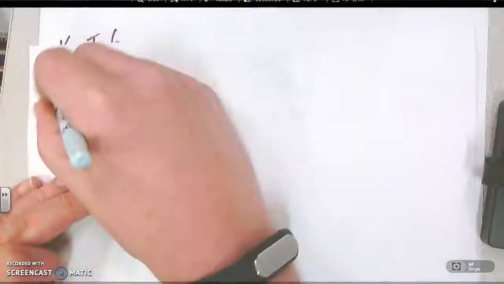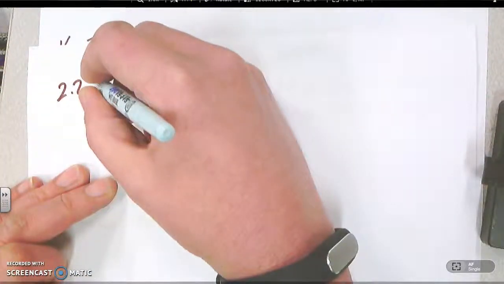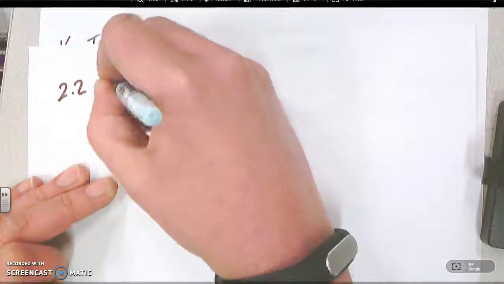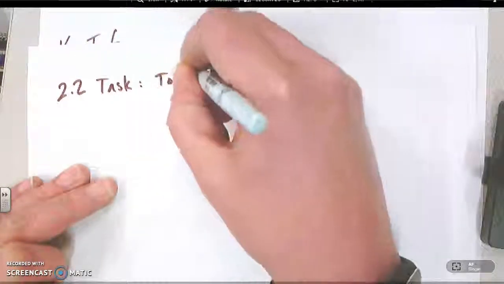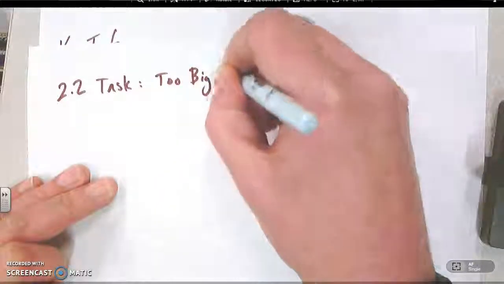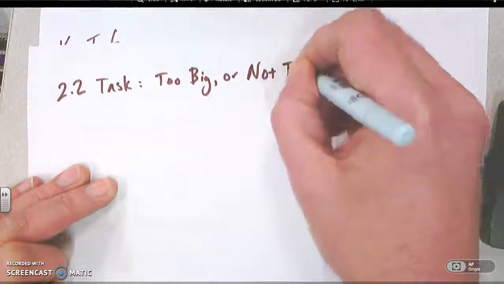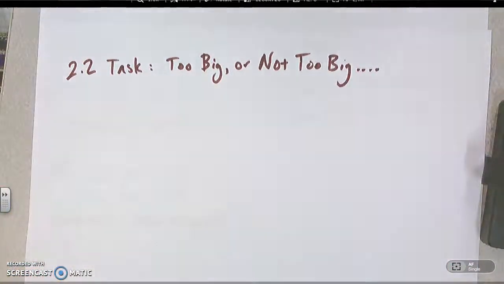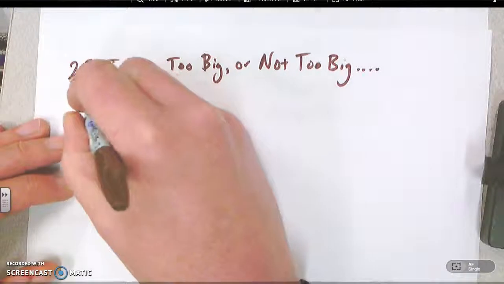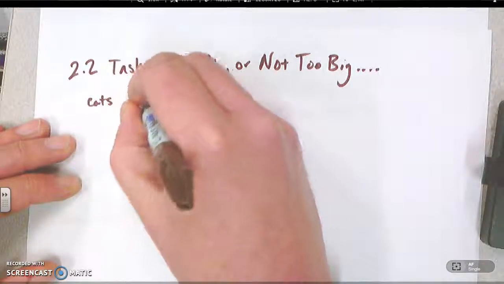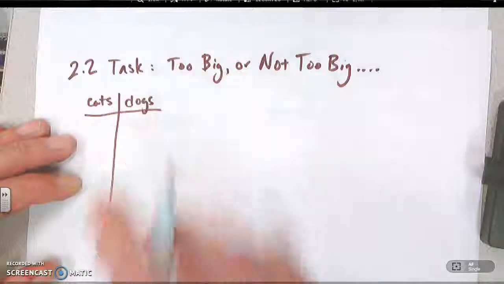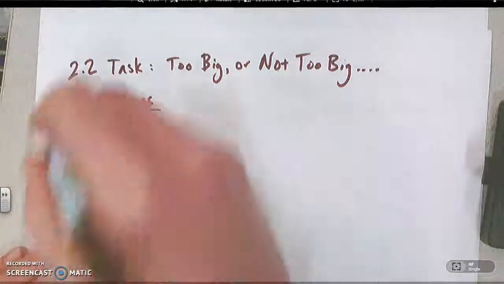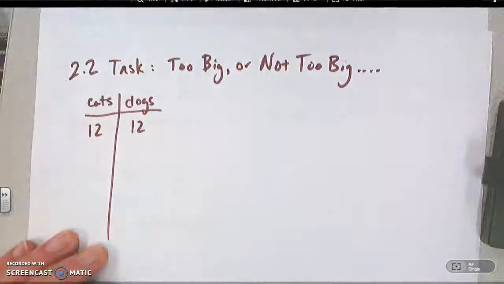Okay, so combinations. So number 1. So first we want to label this 2.2 task. Too big or not too big. That was the title of it. Okay. Now, too big. Okay, so it says combinations that are too big. Okay, so their dad's thing of cats, dogs, and they said combinations. For me, that makes sense in a table. Okay, so their 12 cats and 12 dogs, that was too much.